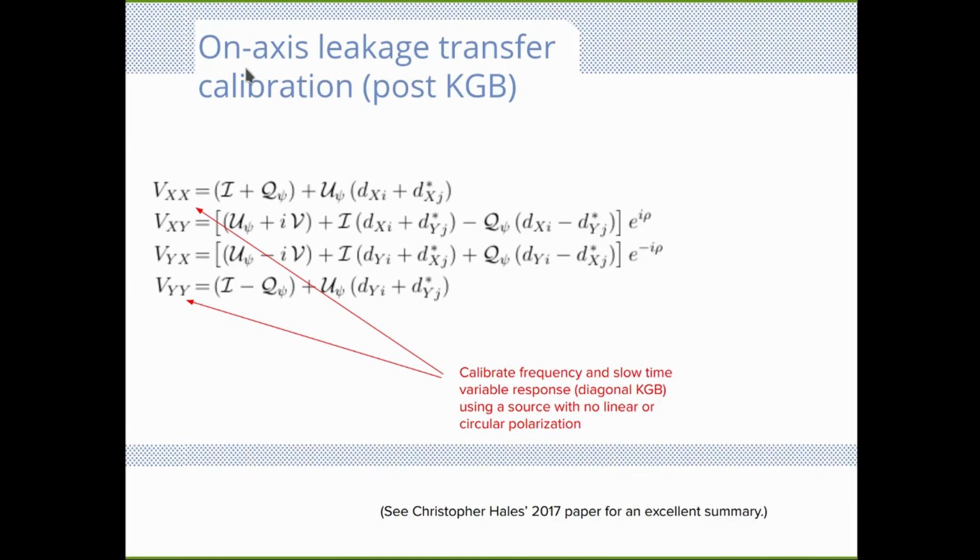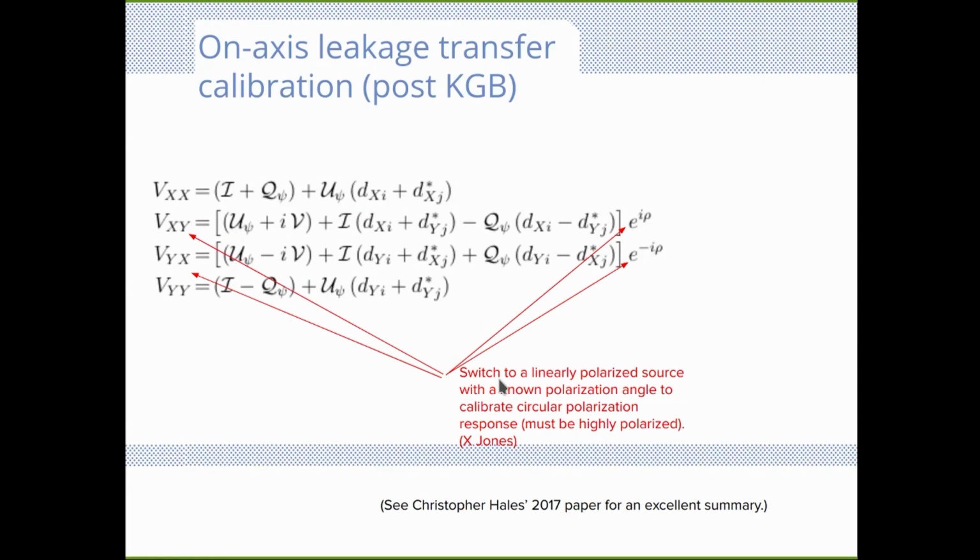All right, so the on-axis leakage transfer calibration goes as follows. We have calibrated our frequency and some time variable responses using KGB at this point, using a source with no linear or circular polarization. Then we switch to a linearly polarized source, an AGN, something like a quasar, with a reasonably strong polarized response, such as 3C 36, which is roughly about 10% polarized, which is one of the brighter polarized AGNs. And that source should have a known polarization angle because we're going to be using that afterwards to correct for ionospheric rotation measure offsets in measured angle, and it should have power at the point where you observe it.